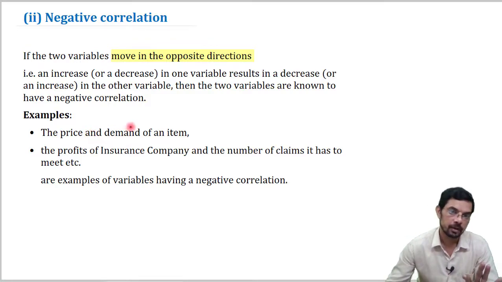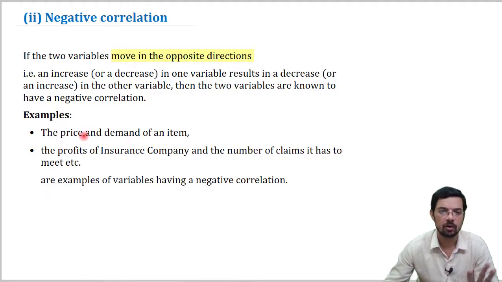There are exceptions in some cases. When the price increases, the demand increases. When the price increases, the demand decreases, and when the price decreases, the demand increases. So, this is the price demand law.